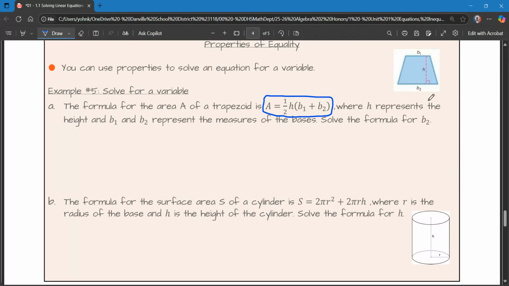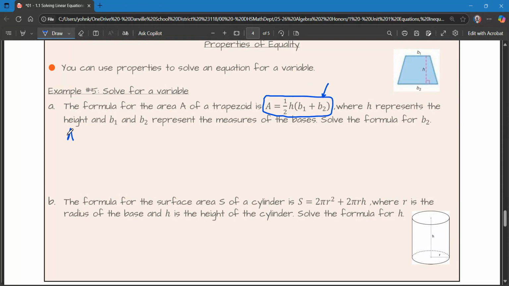So notice I gave you a picture here. Base 1, b sub 1 is on top. Base 2, b sub 2 is on the bottom. The height is the perpendicular distance between them. And if I multiply the formula, I get the area. I want to solve the equation for b sub 2. I'm not going to plug and chug. I'm going to basically move stuff around to try to solve for b sub 2.